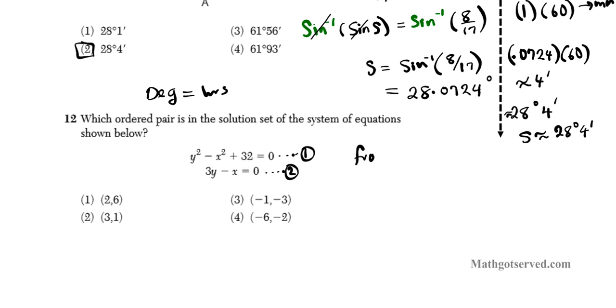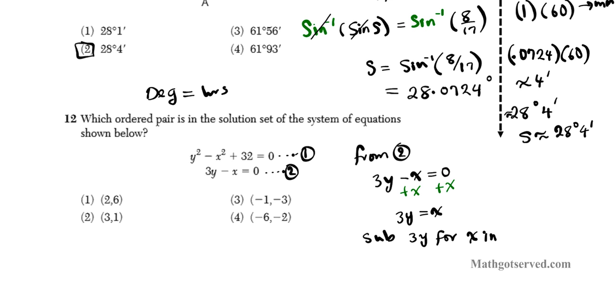So from 2, what do we have? From 2, we have 3y minus x equals 0. So I can add x to both sides, and then that yields 3y equals x. So what we're going to do is substitute 3y for x in the other equation, in 1. Okay, so if we do that, this second equation is going to become y squared minus, instead of x squared, I'm going to replace it with (3y) squared plus 32 equals 0.